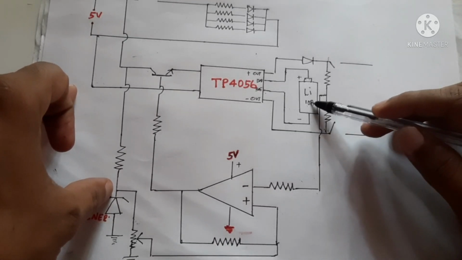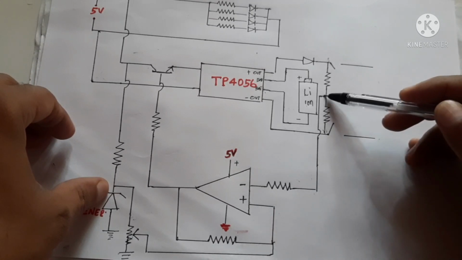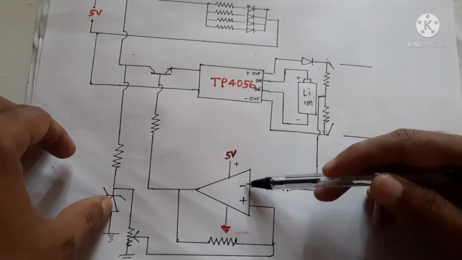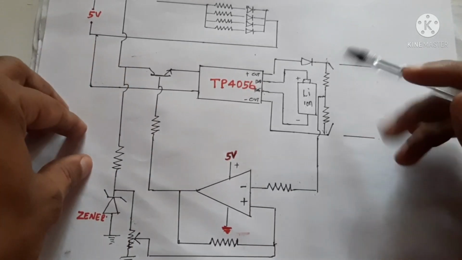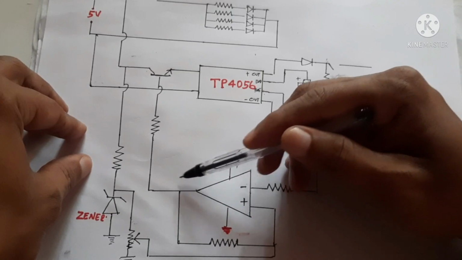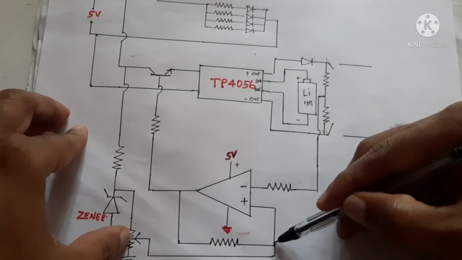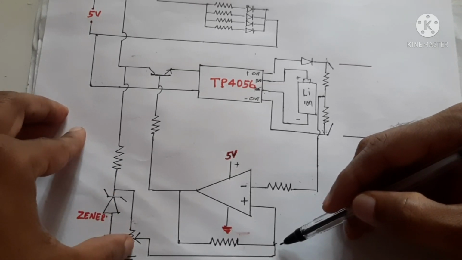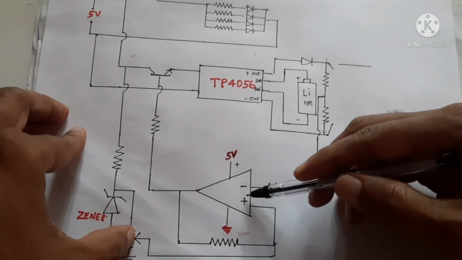When the battery voltage is more than 3 volts, this point will be more than 1.5 volt. That means the negative terminal has higher voltage, so the output will be 0. When the output is 0, this point has only the contribution from this Zener voltage, that means this 1.5 volt Zener. So the voltage will be 1.5 volt.